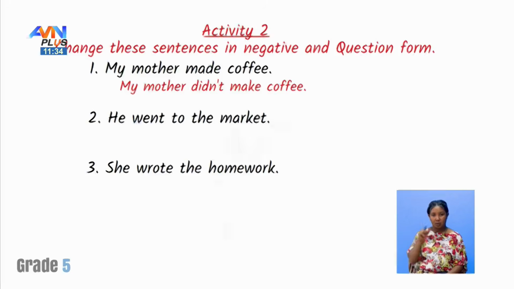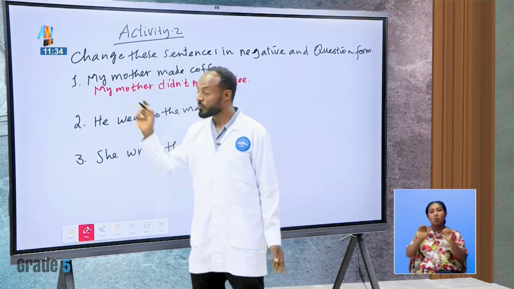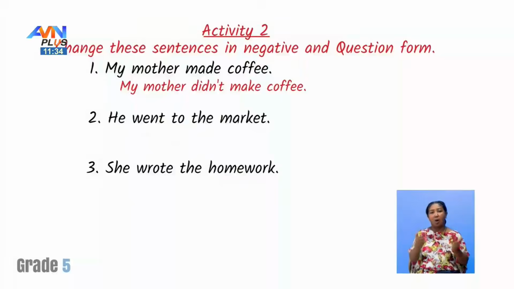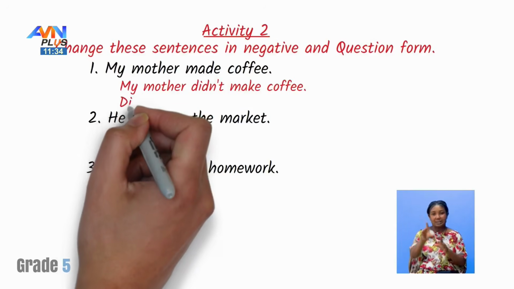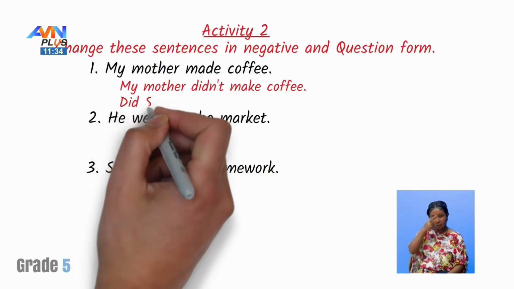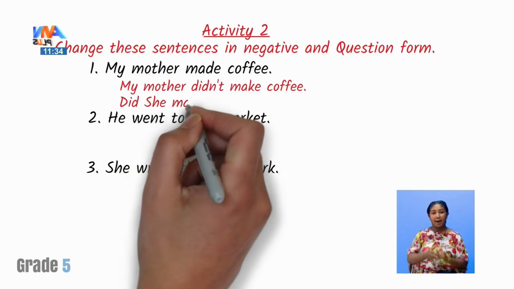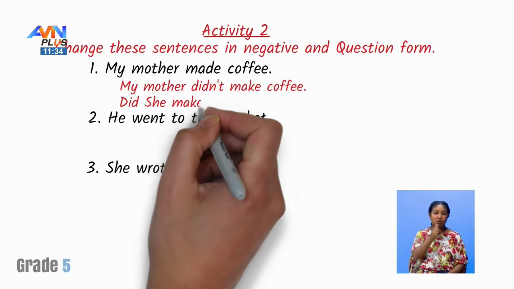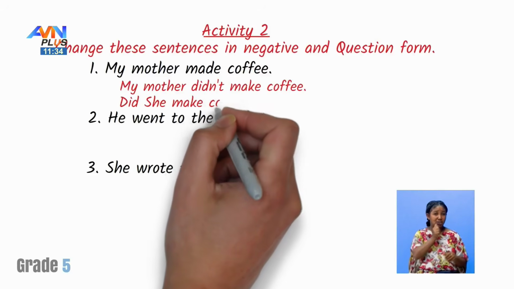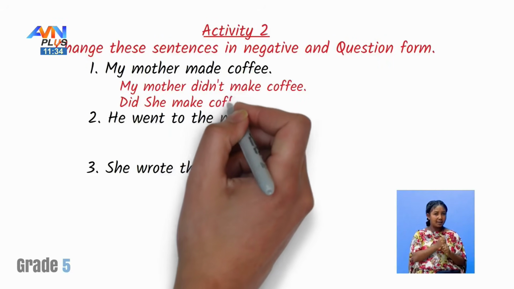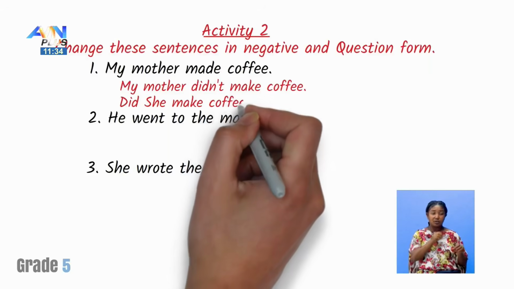Look, this is a negative. What about the question form of this one? We have to start from did, okay? Because this one is a positive or affirmative sentence. Did my mother, or she can be said. Did she make coffee?